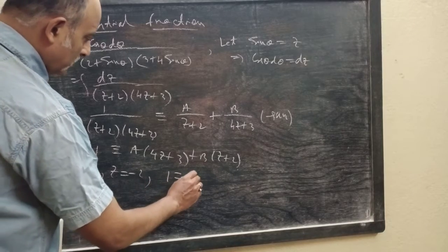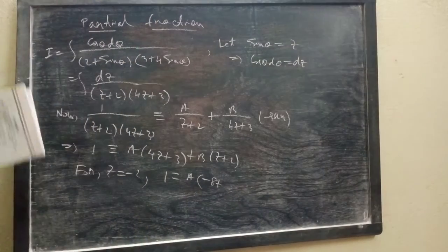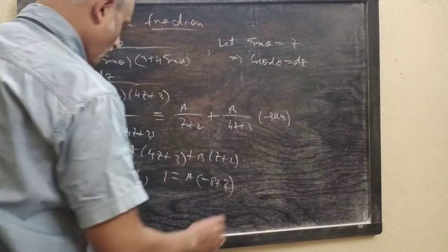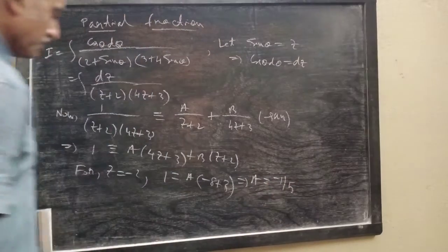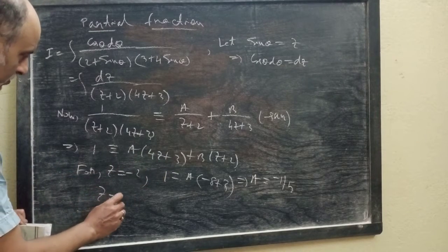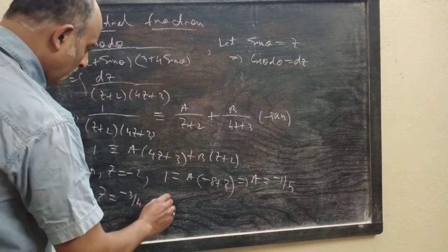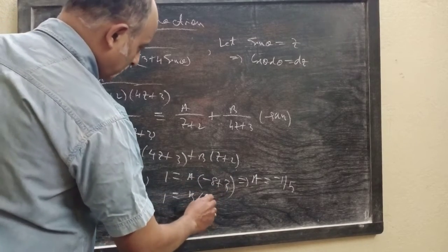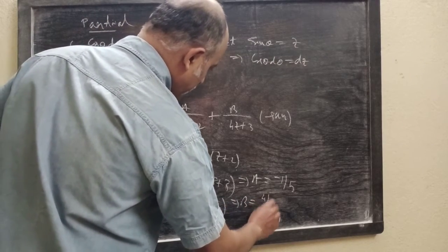Then 1 is equal to a into minus 8 plus 3. Then a equals to minus 1 by 5. Next, to vanish this one, we have to choose z equals to minus 3 by 4. Then we get 1 is equal to b into minus 3 by 4 plus 2, that is 5 by 4. So ultimately this gives b equals to 4 by 5.